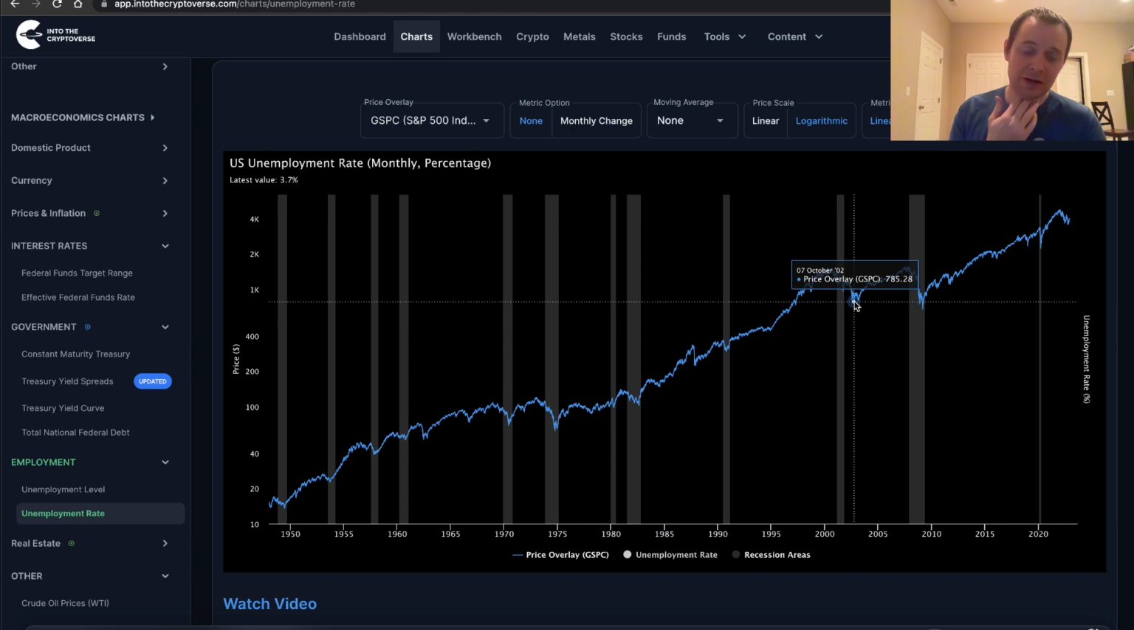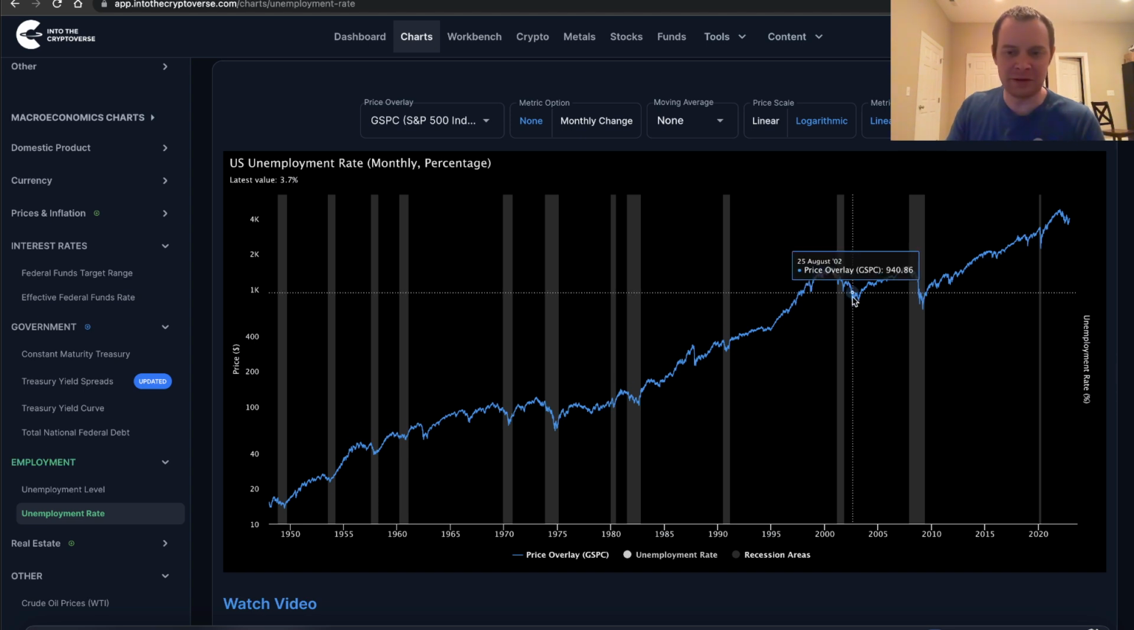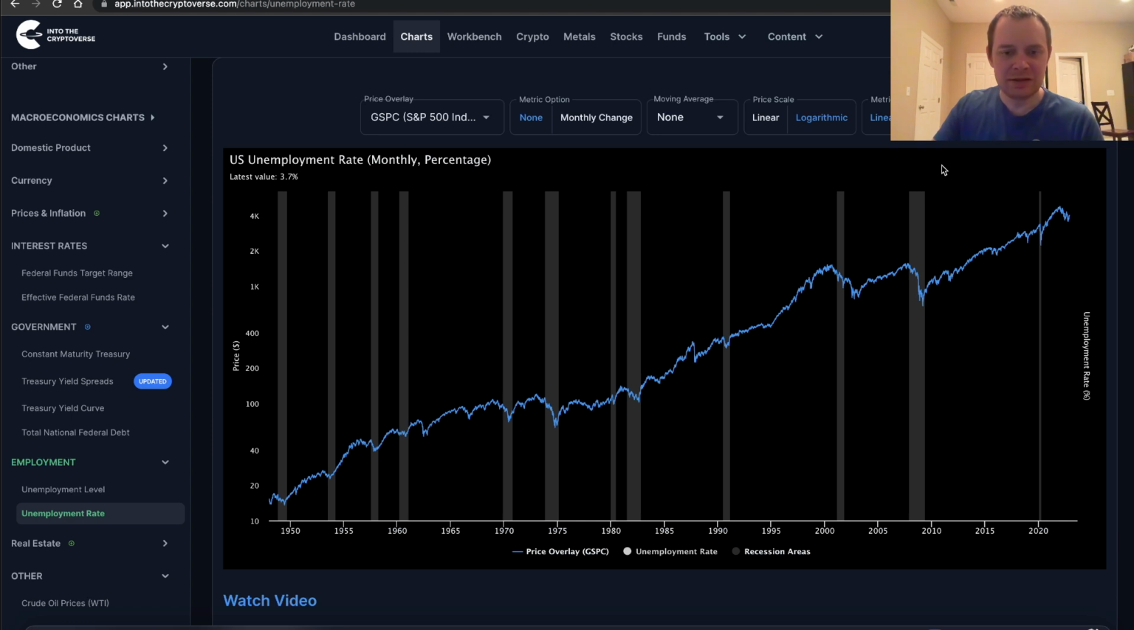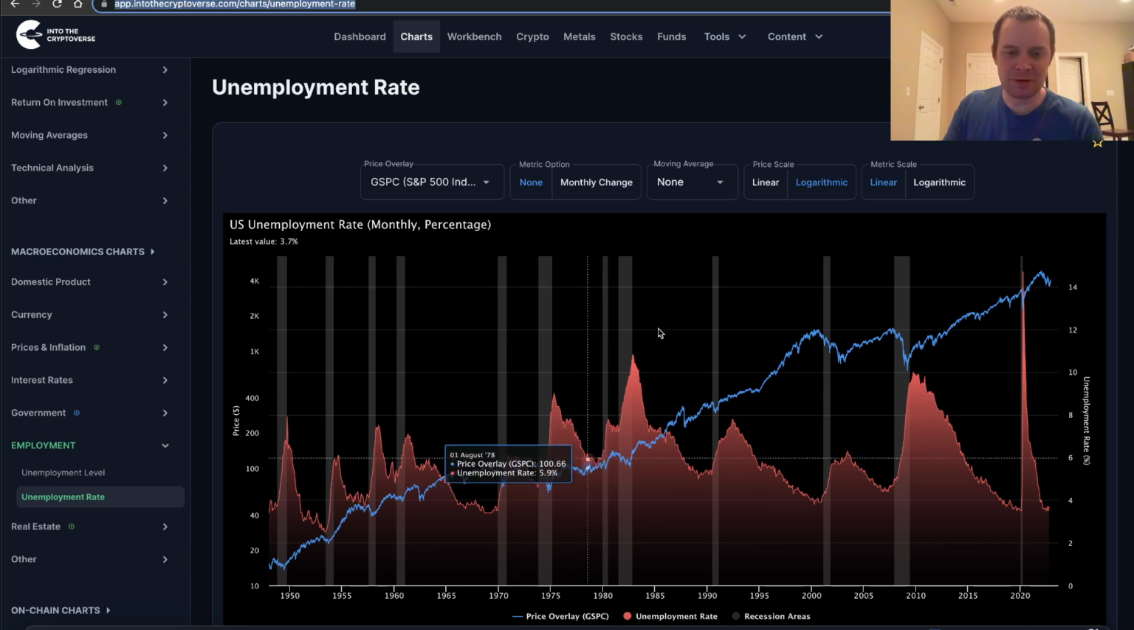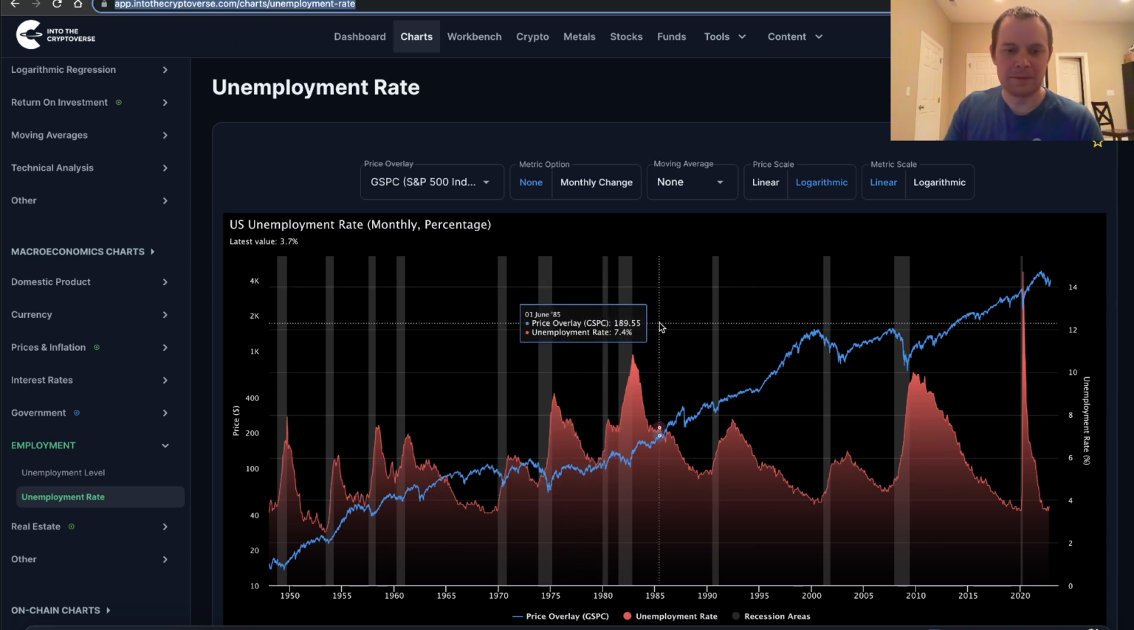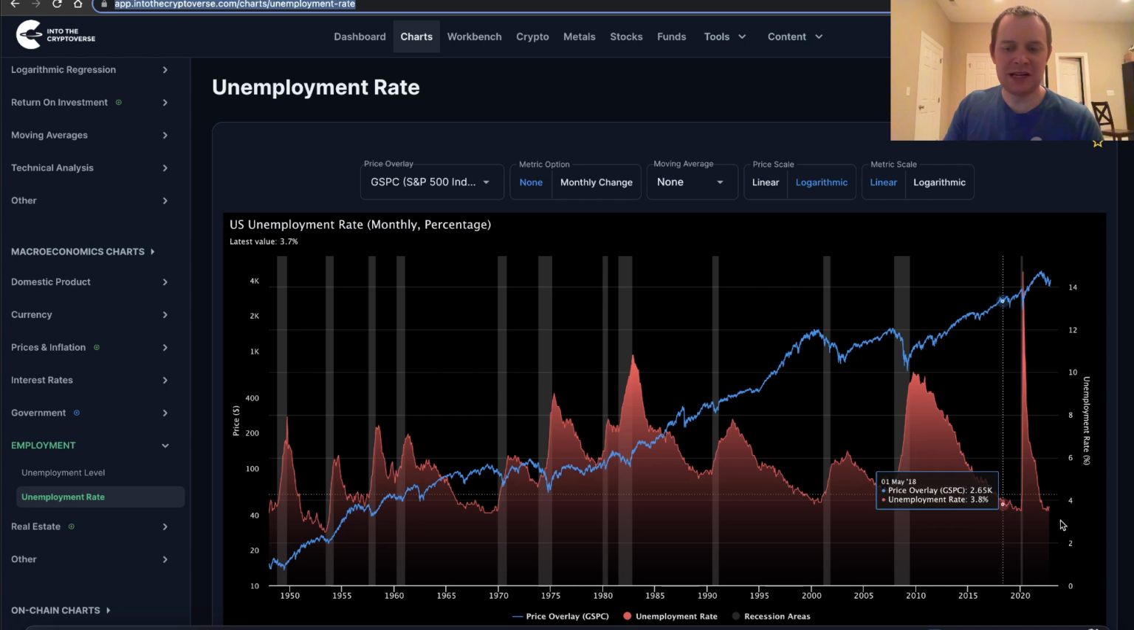But for the most part, the stock market bottoms during the recession, not before it, not after it, except for this one in 2002. It typically bottoms during the recession. But the recession doesn't start until the unemployment rate goes up. The unemployment rate isn't going to go up until the Federal Reserve gets monetary conditions to a point where a lot of these companies have to continue to lay people off, right?